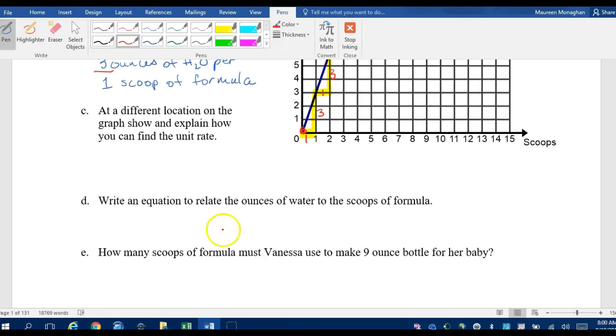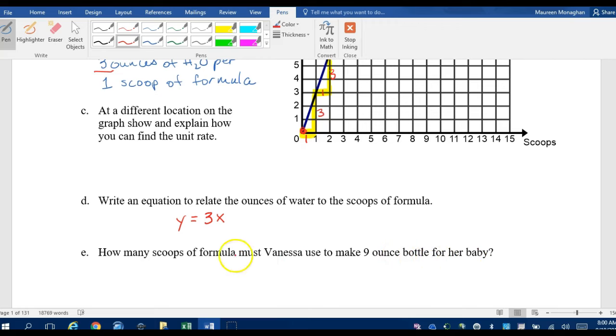Write an equation to relate the ounces of water to the scoops of formula. So the y is the water, and the multiplier is 3, and x is the scoops of formula. So there's your equation.